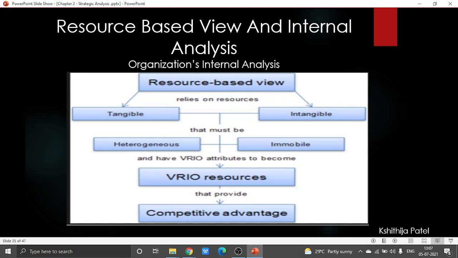Now this resource-based view has to move along two parallel and also interconnected courses. That is, the first one is value addition, and the second one is sustainable competitive advantage.